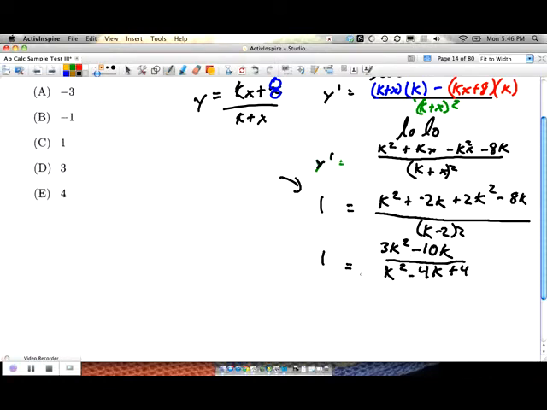Well, if I multiply both sides by k squared minus 4k plus 4, that gives me k squared minus 4k plus 4 equals 3k squared minus 10k. Now I can start combining like terms across the equation sign. So if I subtract k squared on both sides, I'll have 2k squared over here. If I add 4k to both sides, I will have minus 6k. And if I subtract this 4 over to the right side, I'm going to have minus 4. I got that equal to 0.